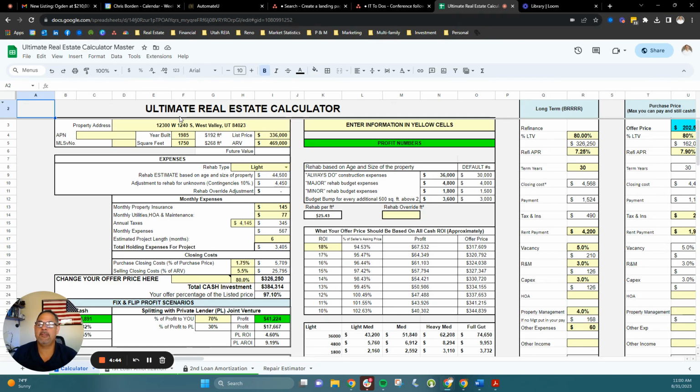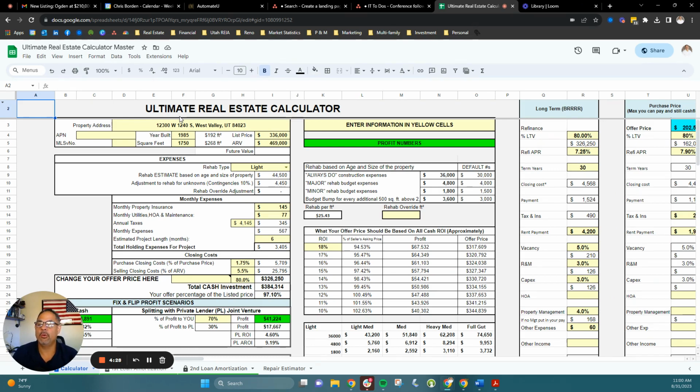Now, this calculator isn't just any calculator, it's designed to be a comprehensive solution for all of your investment needs, whether you're doing a fix and flip, you're looking to buy and hold, the BRRRR method, or you're looking for short-term rentals. This tool will definitely have you covered.